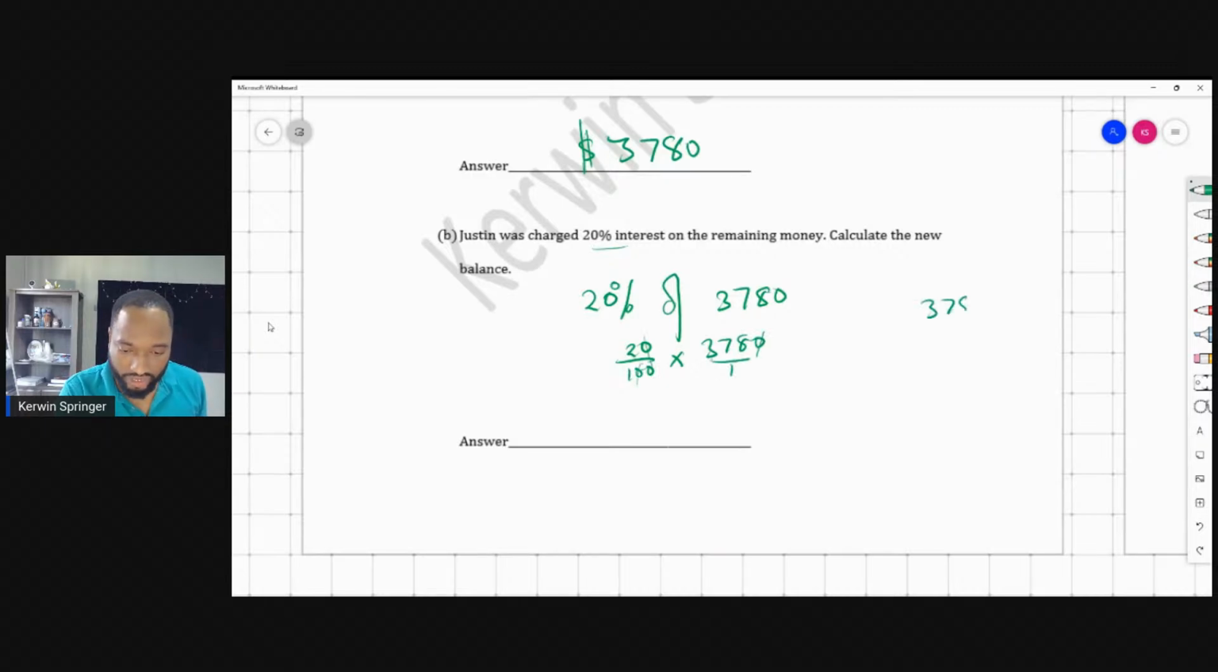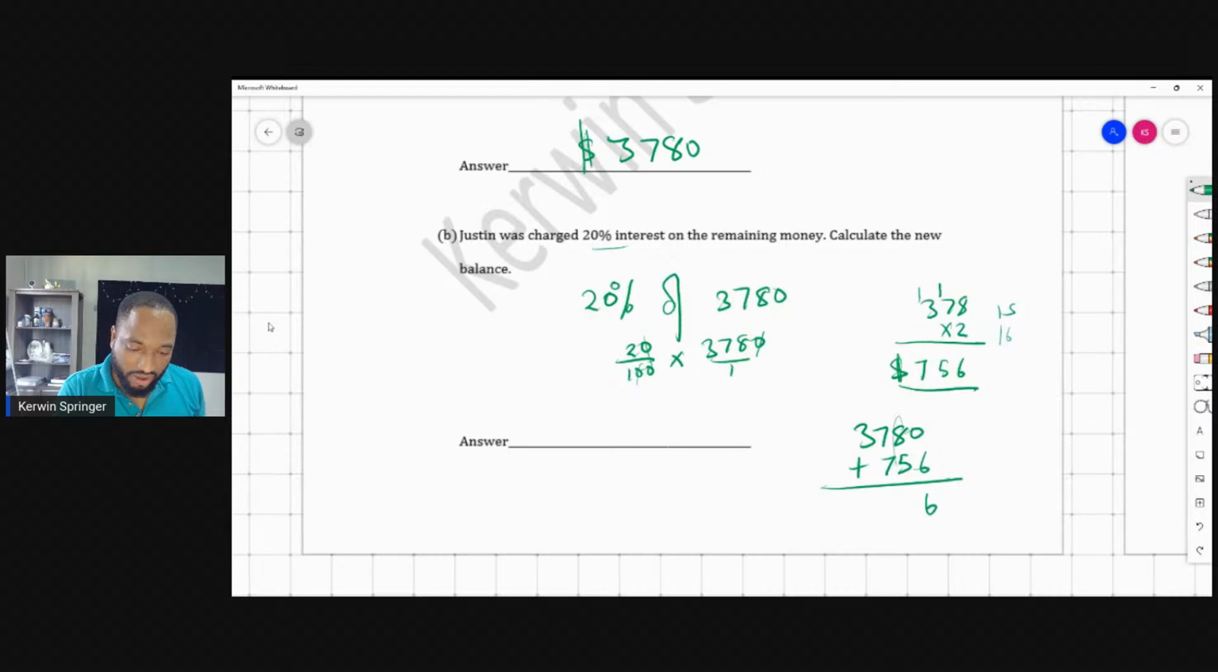So I can say 378 times 2 is a little simpler. 8 2s are 16. 2 by 7 is 14 plus 1, 15. Whew, like I'm running out of energy, right? 2 by 3 is that. So what is this? Is this 756? No, this is 756. For those of you who don't know, you'll just write it here because they want the new balance. So his new balance is the 3780 plus back the interest 756.